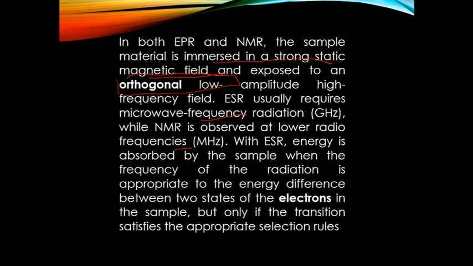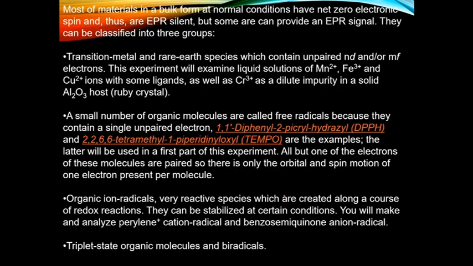With ESR, energy is absorbed by the sample when the frequency of the radiation matches the energy difference between the two states of the electron, but only if the transition satisfies the appropriate selection rule. So the transition doesn't usually take place for paired electrons; therefore you get an electron and an unpaired electron.